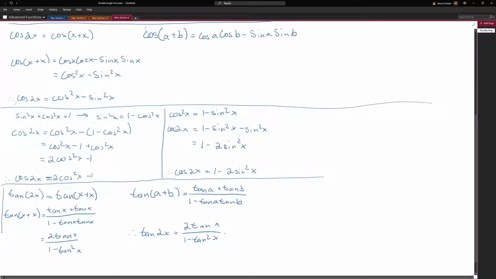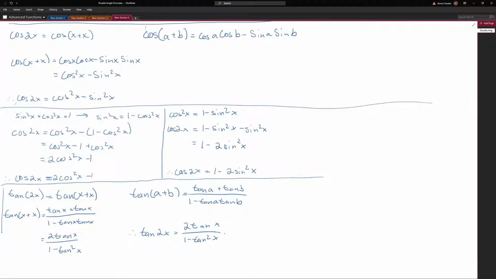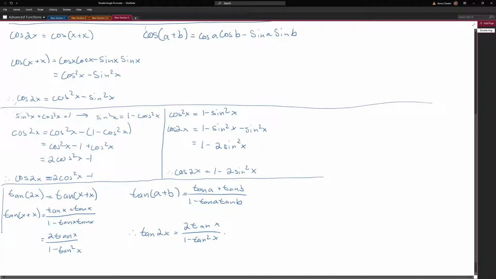As you could see, all these derivations are actually really simple. We're just plugging in the exact same values into our compound angle formula, which lets us actually work with less difficult numbers. With that in mind, we can now move on.